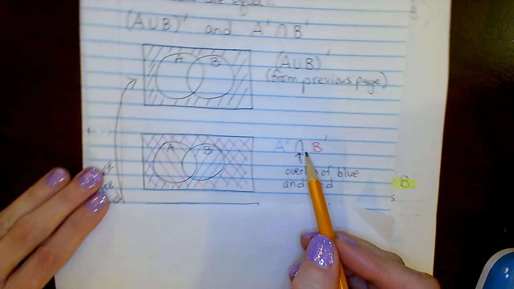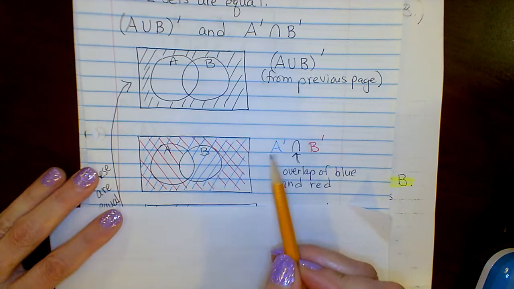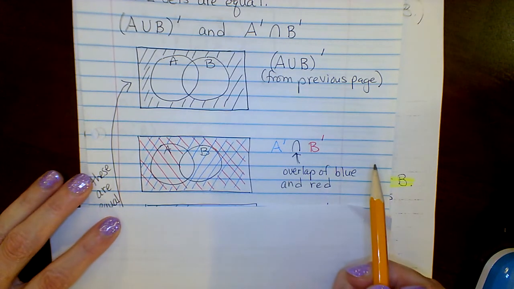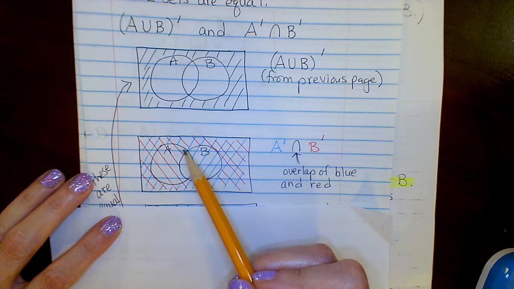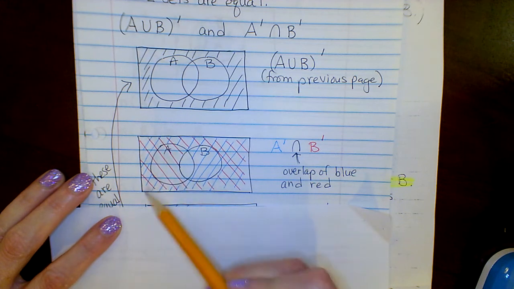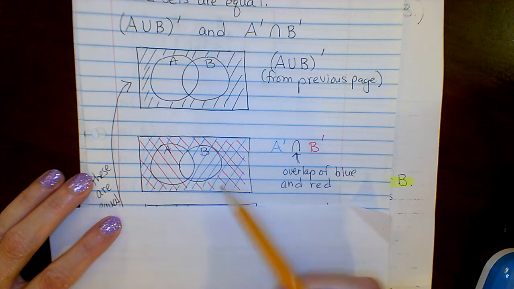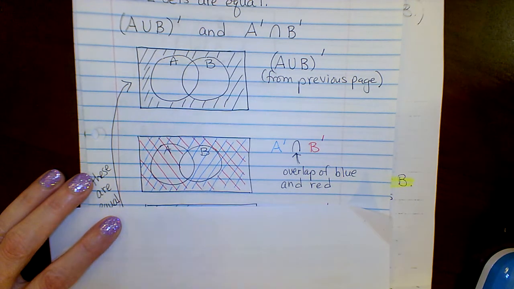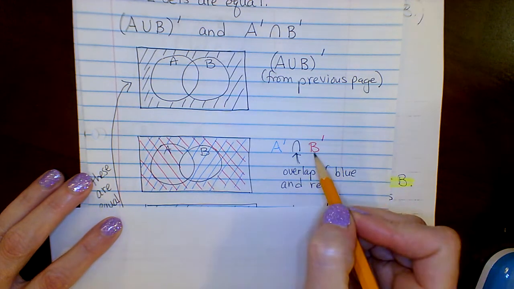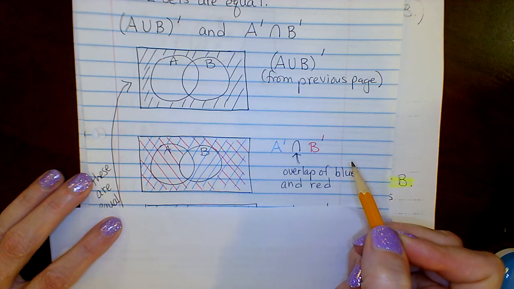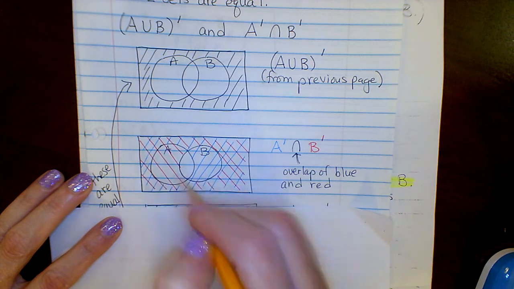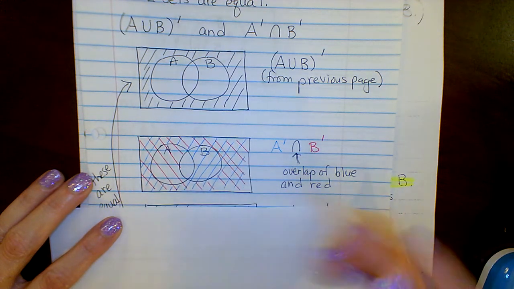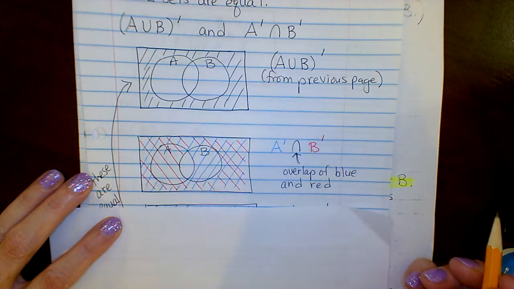If we look at these two sets separately, I did A complement in blue. So that's everything outside of A. I don't know if you can tell, but everything outside of A was shaded in blue, and I went in this upper right to bottom left direction. B complement I did in red, and I did it in the opposite direction. It was everything that's not in set B.